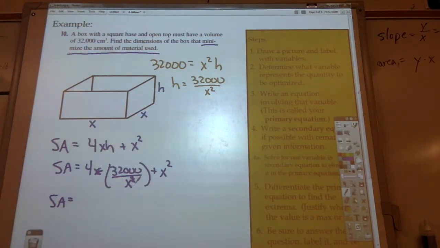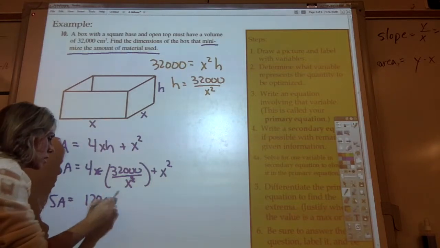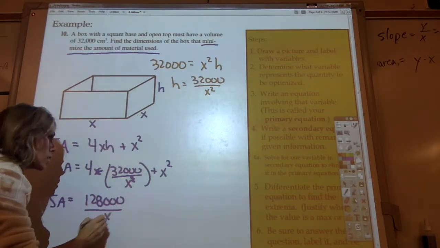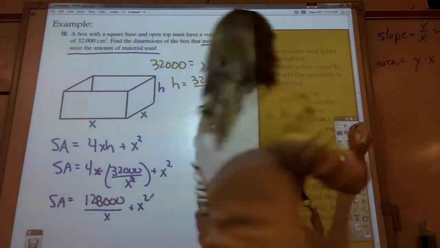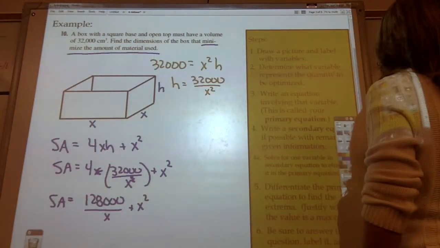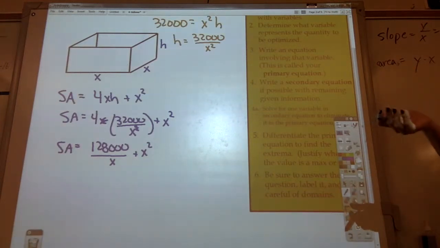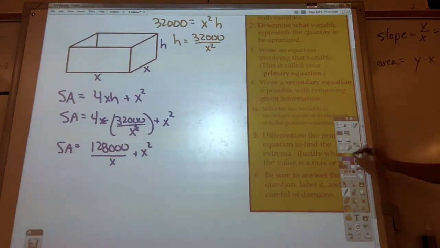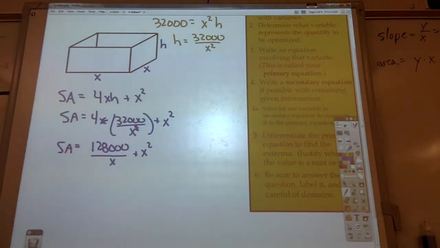Times 32, 64, 128. Guess why I made the page just a little bit bigger. Okay, so if we're trying to minimize surface area, what do we have to do with the surface area equation now? Yep. And we don't have to differentiate with respect to time this time, because the box is the box. It's not changing, right?